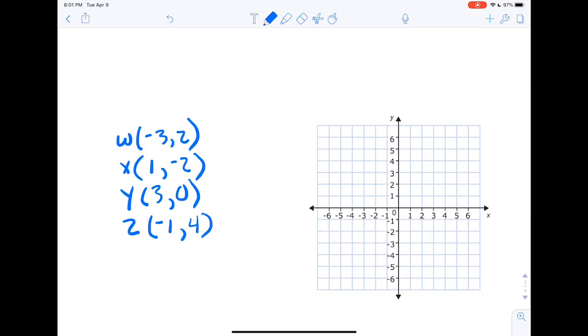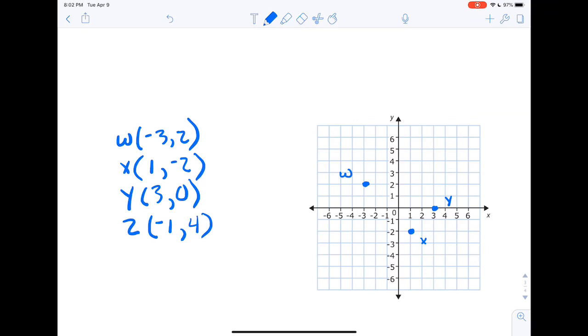Let's try another one. So on this one I have W, which is -3 and then 2. So I go on my x-axis to -3 and then I go up 2. And that one is called W. Then my next coordinate is 1, -2. So I go over to 1 on my x-axis and down to that -2 on my y-axis. So that is X. Then my Y is 3, 0. So I go over the x-axis to 3 and I stay right there on the line because that's the 0 of the Y. And that one is called Y.